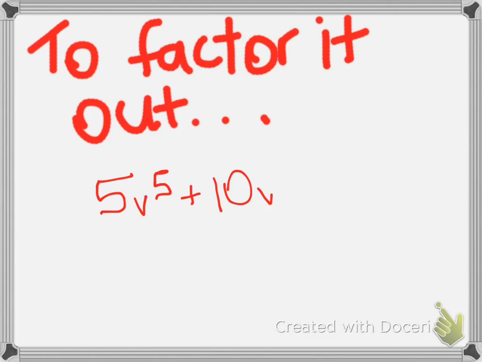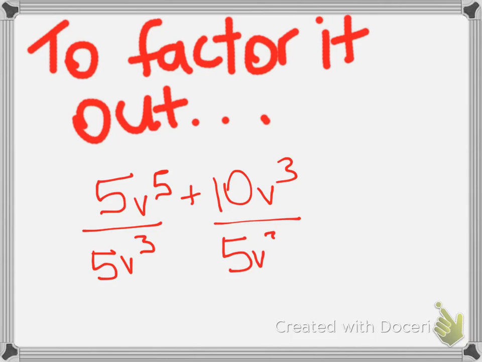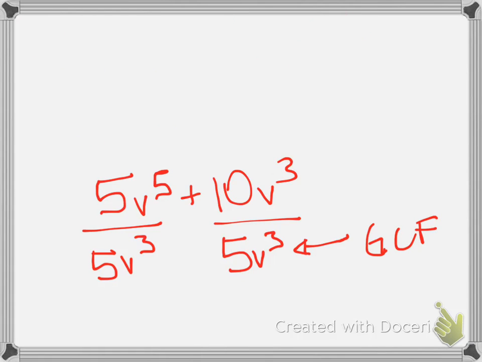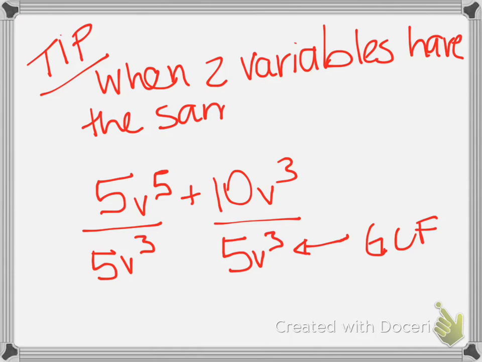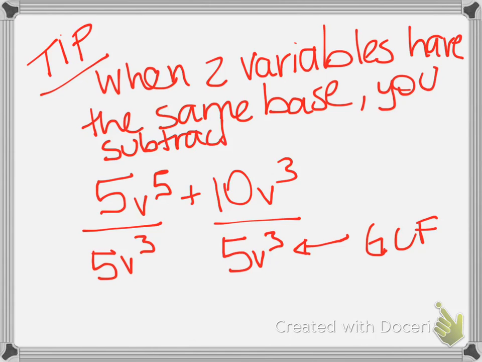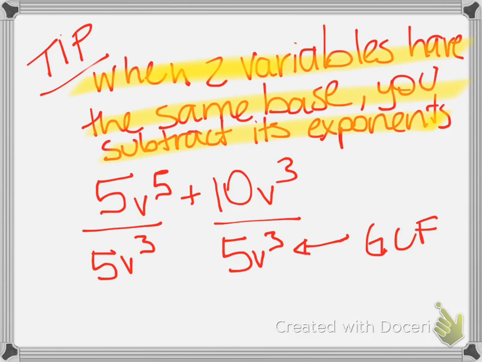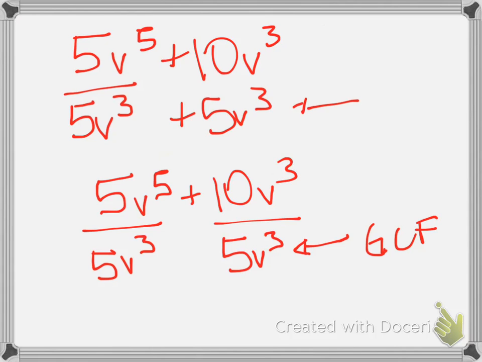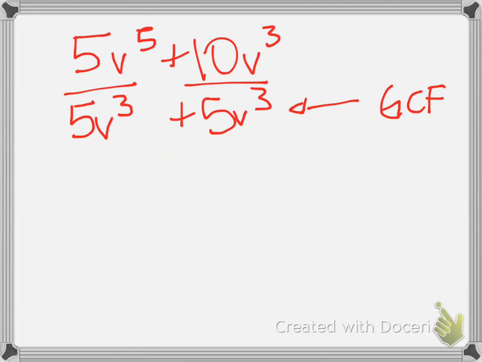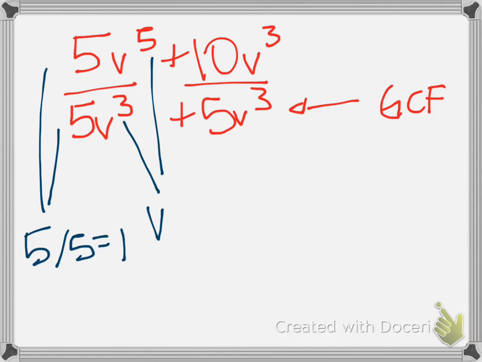To factor it out, you need to divide both terms in the original polynomial by the GCF, in this case 5v cubed. Tip: when two variables have the same base, you subtract the exponents. So here are the results. You divide both of the numbers by the GCF, and those would equal the first one.